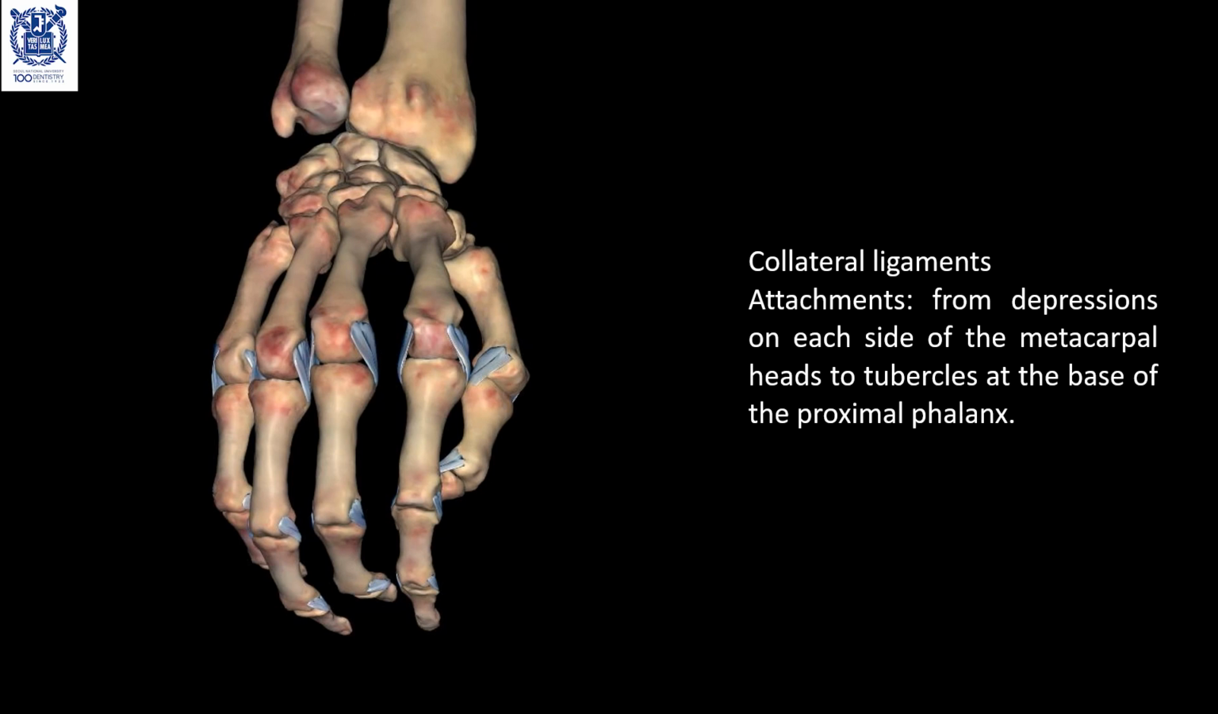Collateral ligaments. They attach from depressions on each side of metacarpal heads to the tubercles at the base of the proximal phalanx.